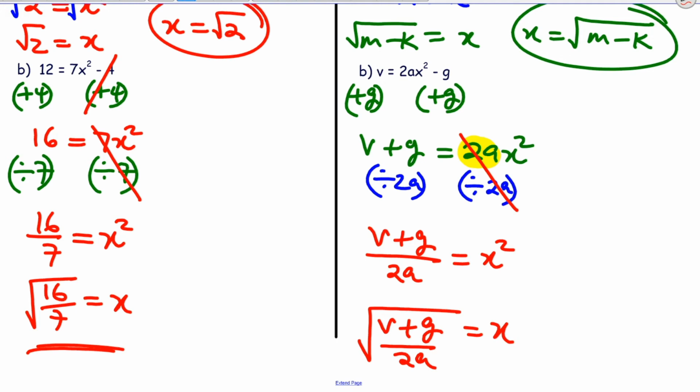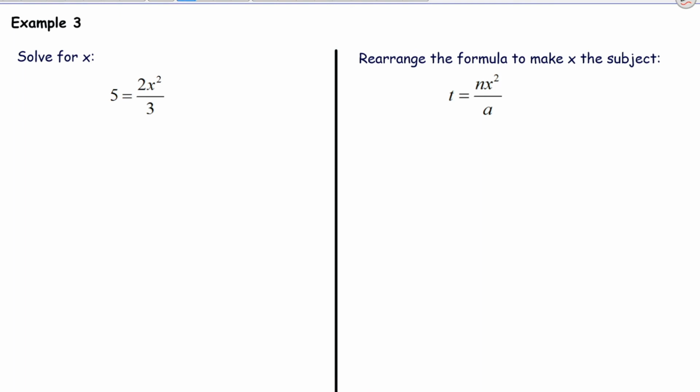Okay, next question, example 3. Solve for x. The first step will be getting rid of the denominator. The opposite of dividing by 3 is multiplying by 3. So we multiply by 3 on each side. 3 by 3 will be equal to 1. So we are left with 15 is equal to 2x squared.